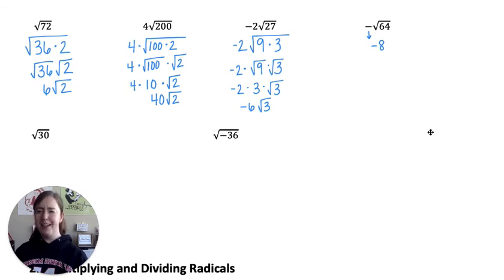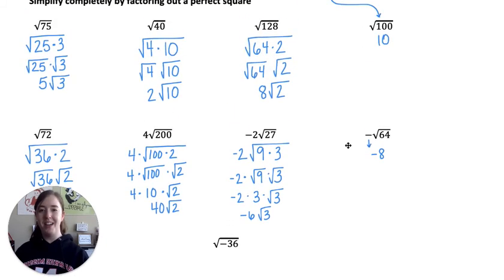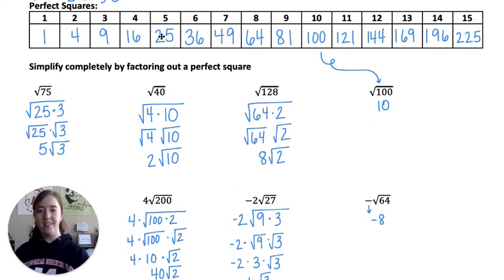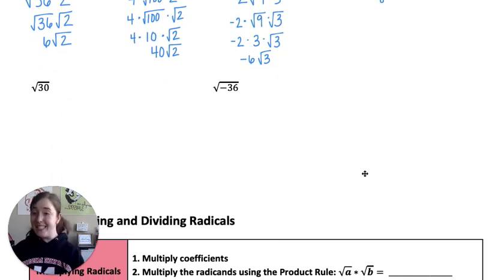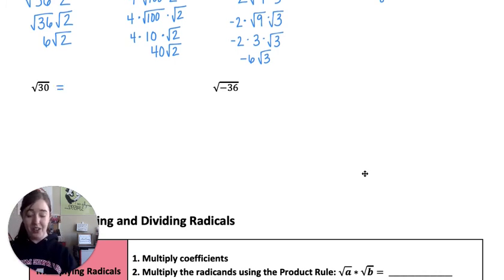Okay, so maybe you ran into some issues with the square root of 30, right? So 25 doesn't go into 30, 16 doesn't go into 30, 9 doesn't go into 30, and neither does 4. Only 1 goes into 30, right? So actually, that can't be simplified at all. So if I wanted to simplify the square root of 30, it's just the square root of 30. There's nothing else we can do there.